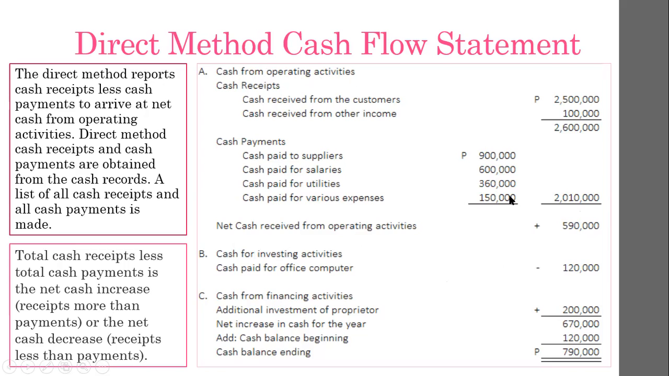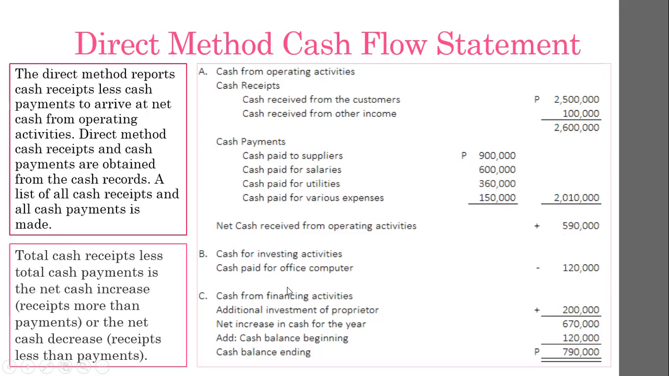Ito po ay mga given accounts na dapat i-analyze kung kailan po kayo mag-a-add, kung kailan po kayo mag-less. Dito naman sa cash flows from investing activities, cash paid for office computer, nagkakahalaga daw po ng 120,000. Syempre, from dito sa net cash, ililess nyo po yung cash paid, kasi lumabas po yung pera. Kaya ililess nyo po yung 120,000.